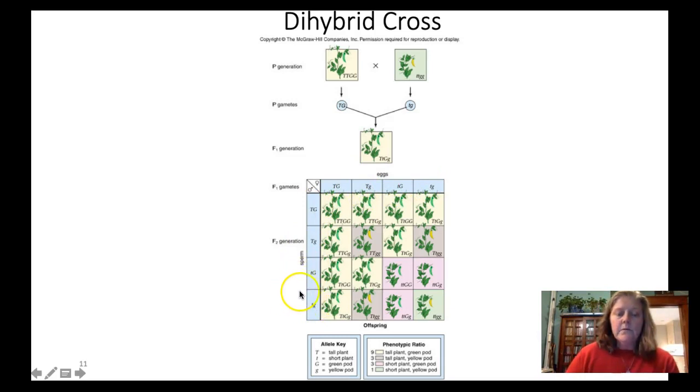And with that, we make a Punnett square that was 4x4, or has 16 boxes. And you can see that it's kind of shaded in here. The ones that are yellow were the tall ones that had green pods. And then you had 3 that were tall and had yellow pods, and then you had 3 that were short and had green pods, and then only 1 out of 16 were short and had yellow pods.